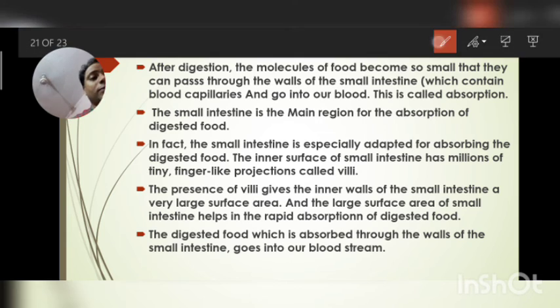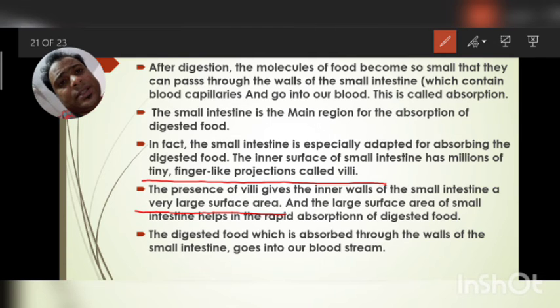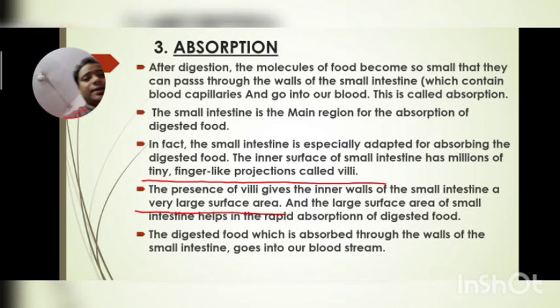Now this absorption takes place in small finger-like projections called villi. These villi have very small microvilli which absorb food, and very importantly, they have a very large surface area, and all this takes place in the small intestine only. We'll see this through a diagram.